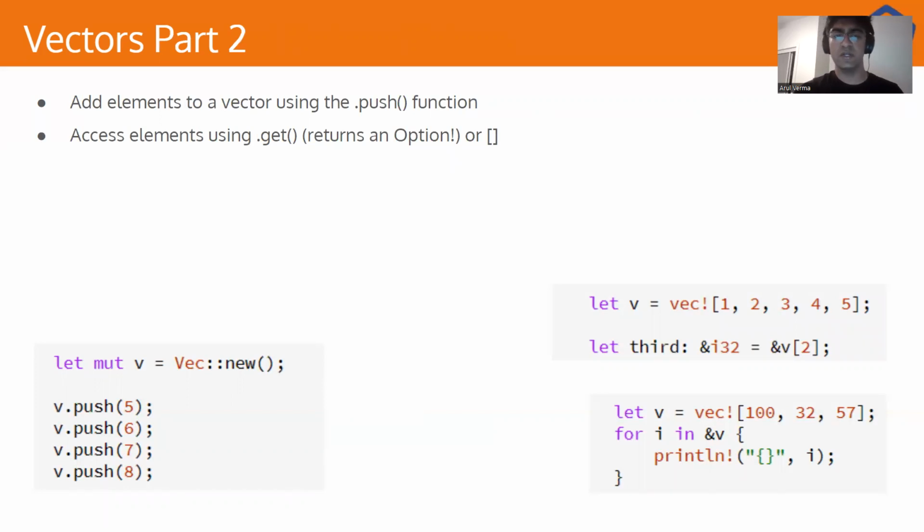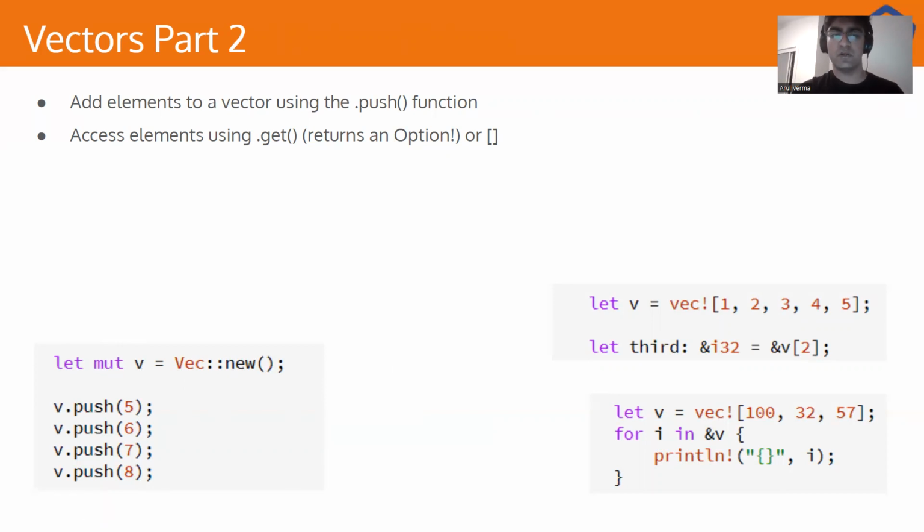If you want to increment your vector or increase values, add values, or change the length of your vector, you use the dot push function, which you can see illustrated in the bottom left. We have our mutable vector v declared with vec new, and then we push values in using 5, 6, 7. And if we were to print v here, we would see our vector have values 5, 6, and 7.